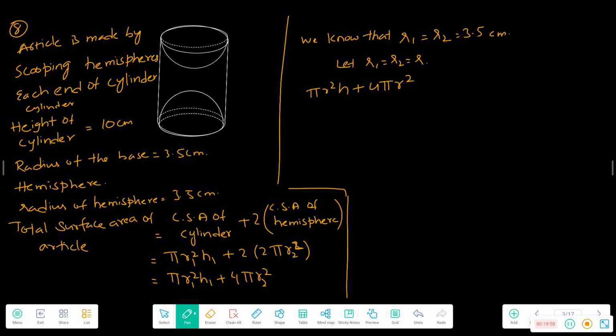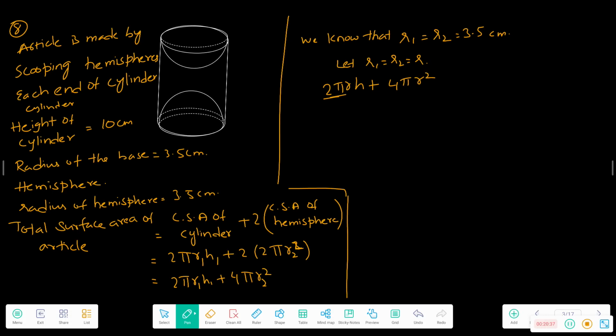Sorry children, this is wrong. It is the curved surface area we are supposed to take, and I have written the formula wrongly. Now it is 2 pi r1 h1, and it is again 2 pi r h. So here it will become 2 pi r h plus 4 pi r square.